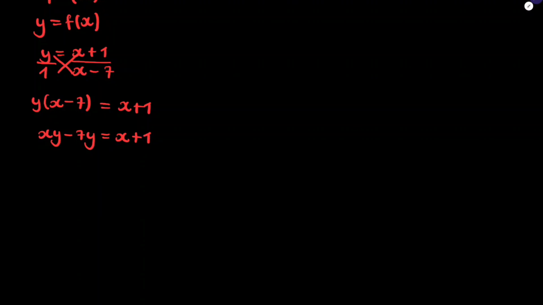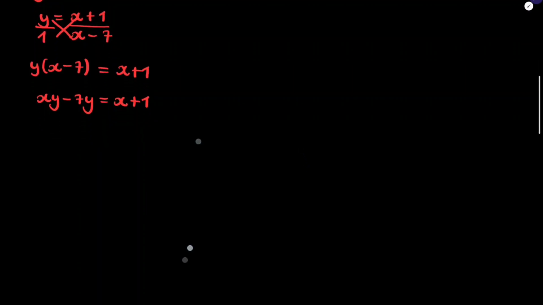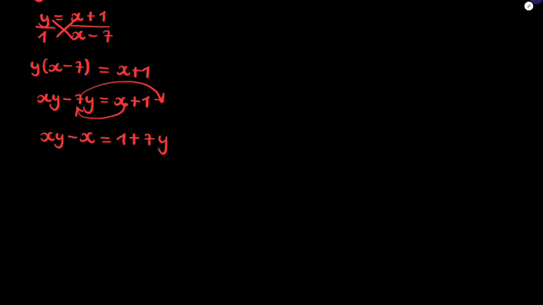Okay, so at this point, since we want to make x the subject of the formula, we are going to bring like terms together. Every term which has x, we are going to put on one side, and those which do not contain x, we are going to send to the other side of the equal to sign. So from there, we are going to have xy minus x equal to 1 plus 7y.